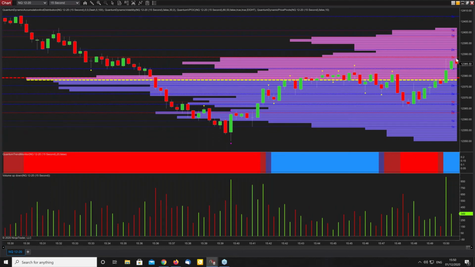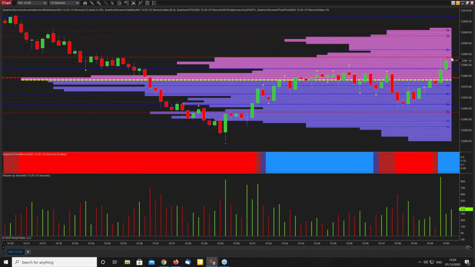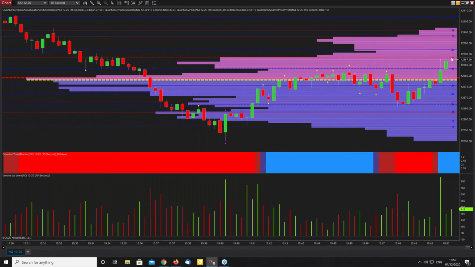We've got to battle our way through here. This is a resistance coming in overhead, quite strong. See if that's coming into play right now. See if that's taken out. If it's taken out on decent volume, fine.